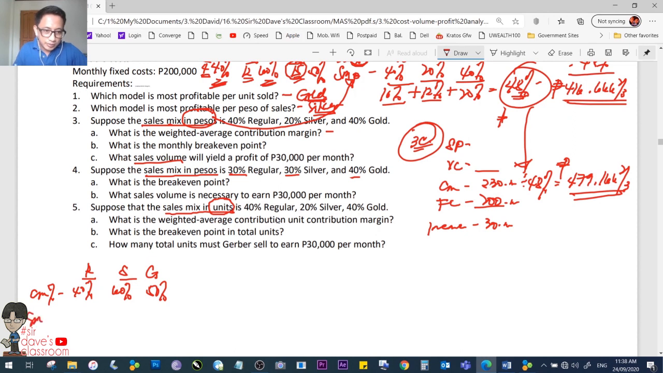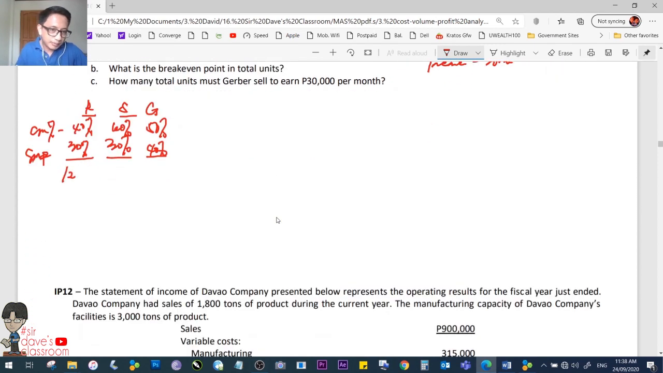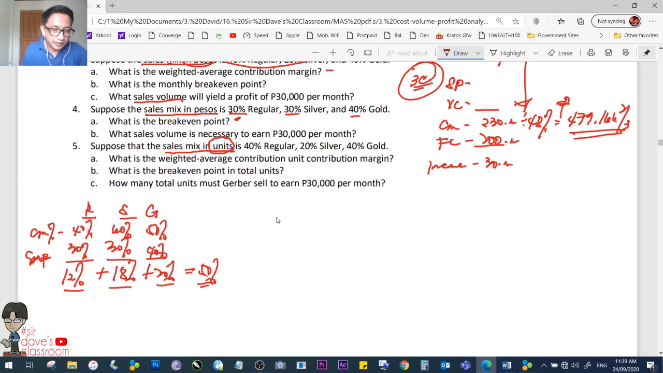Times the given sales mix in pesos, you have here 30%, 30%, and 40%. So, 40, 30, 12%. 60, 30, 18%. 50, 40, 20%. This one must be 50%. Okay? Okay, nothing left to do but to divide the fixed cost. Ilan yung ating fixed cost na ulit? 200,000 by 50%. Answer, 400,000. Next, number 4. This is 4A.